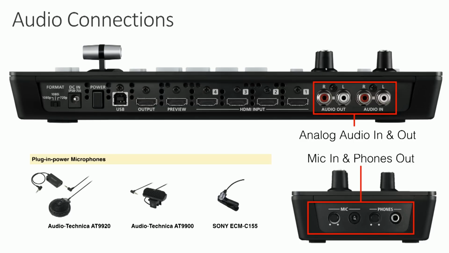Let's talk about audio in. Let's say I'm doing a broadcast and I only need 1 microphone. It's got a little 1/8 inch powered plug-in for microphones such as the Audio-Technica AT9920 or the AT9900 or even the Sony ECM C155. So, great way of getting just a simple audio in on there. We also have a headphone out jack as well, so you can monitor your audio before that goes to the broadcast. So there's the audio ins and the audio outs.